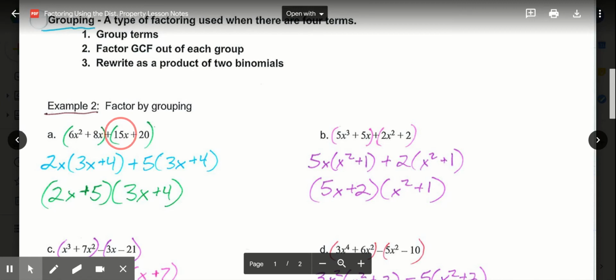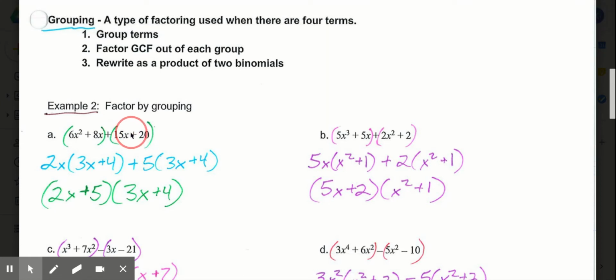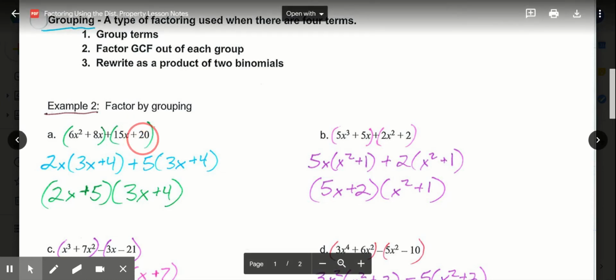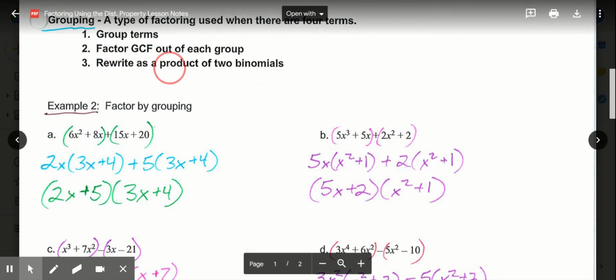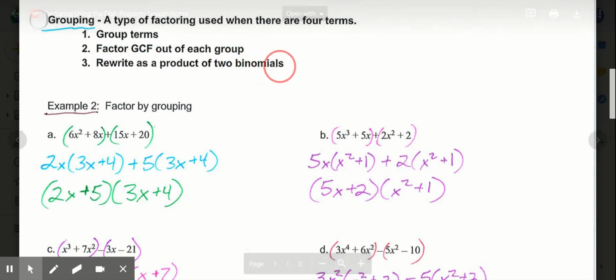Now we have to do the same with the second binomial of 15x plus 20. In this case, our greatest common factor, both terms, 15x and 20, can be divided by 5. So then on the inside, we're left with 3x plus 4 again. So the final step is to rewrite as a product of 2 binomials.